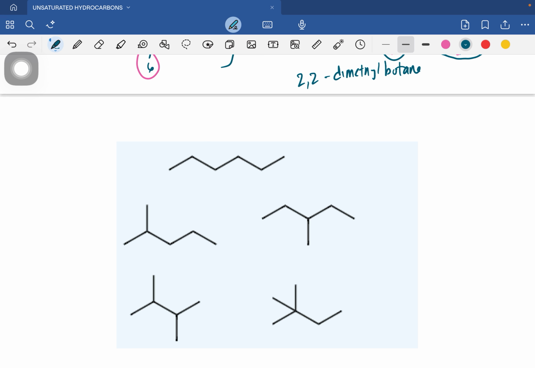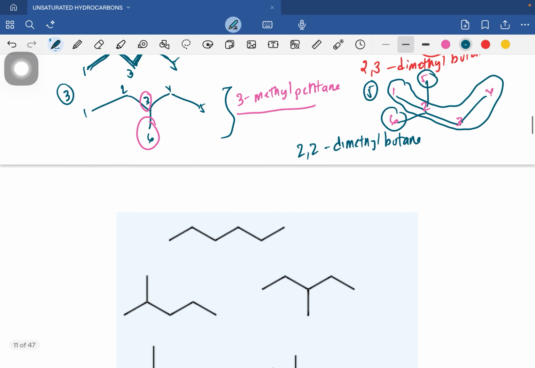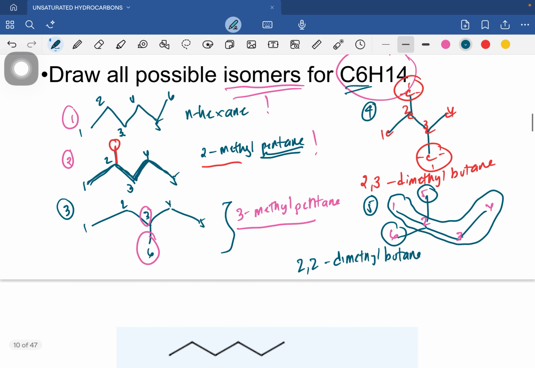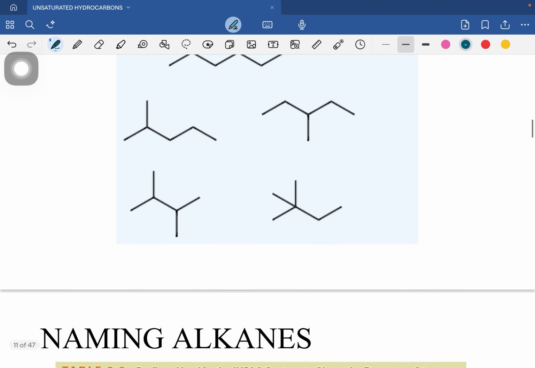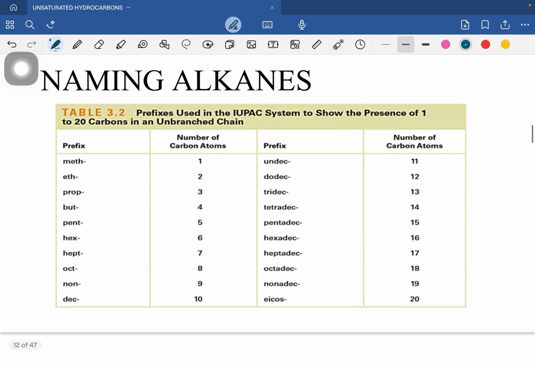Okay. So, going back guys, ito yung ating mas maayos na drawing ng ating isomers ng ating C6H14 na hydrocarbon po. So, let's go to our naming of your alkanes.